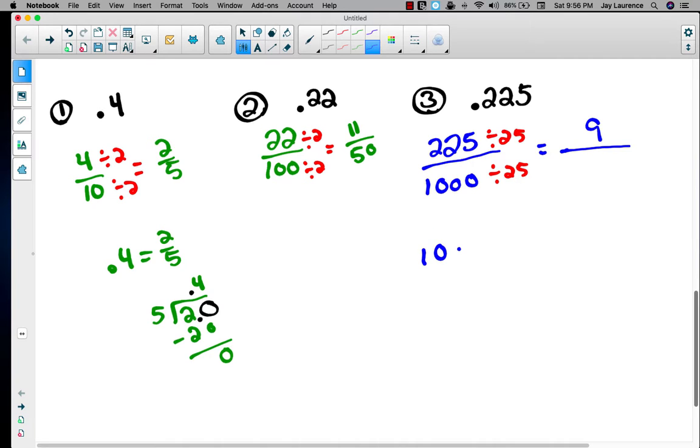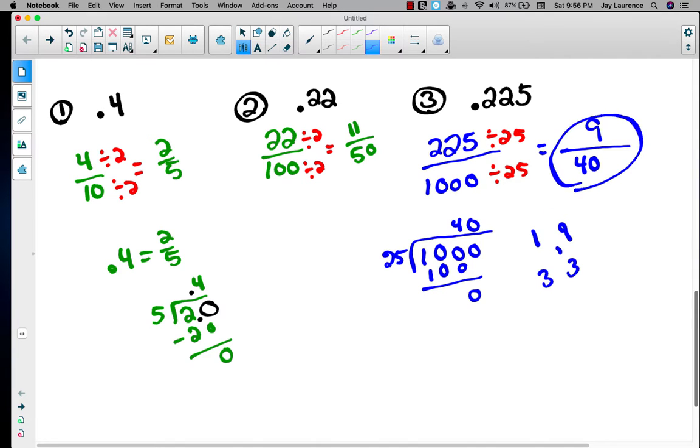Let me take 1,000 and divide it by 25. Okay, and so that's going to go in 4 times, and that'll be 100. Yep, it's going to be 40. All right. Now, I'm not done unless I'm positive that there's no common factor between 9 and 40 other than 1. The only factors of 9 are 1 and 9 and 3 and 3. None of those except for 1 go into 40, so I am done.